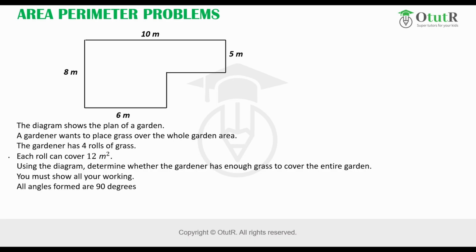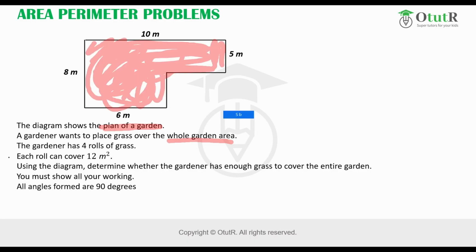The question says that the diagram shows the plan of a garden. So this figure is the plan of a garden, and the gardener wants to place grass over the whole garden area. So they have mentioned that you have to find out the area, right? The gardener, basically the person, wants to put grass all over here, right? Fine. Now the gardener has 4 rolls of grass, and each roll can cover 12 meters square.